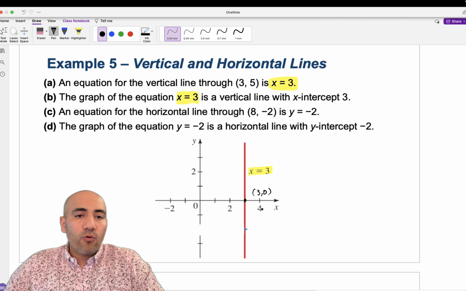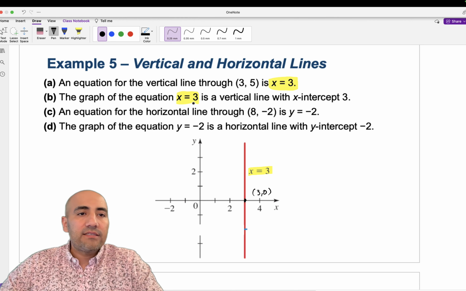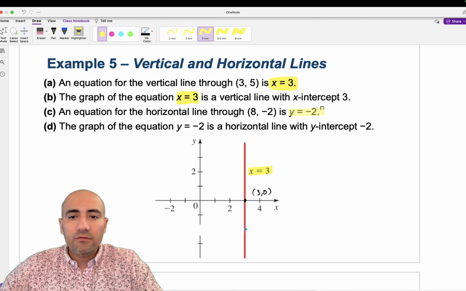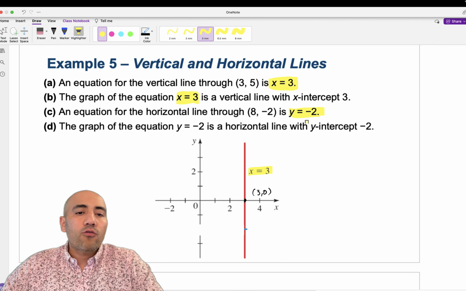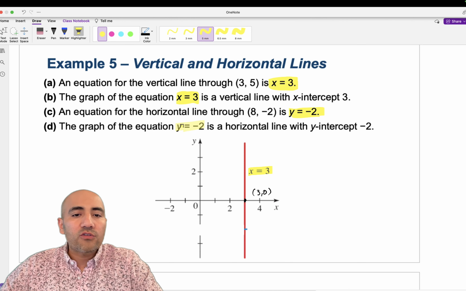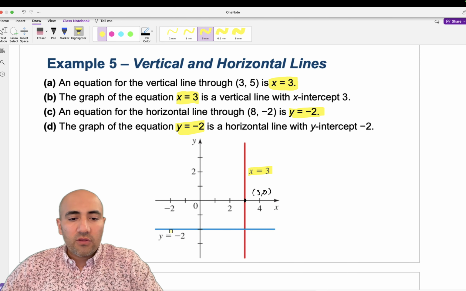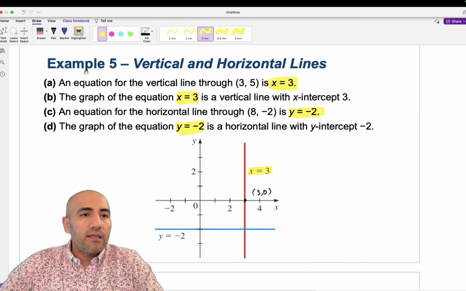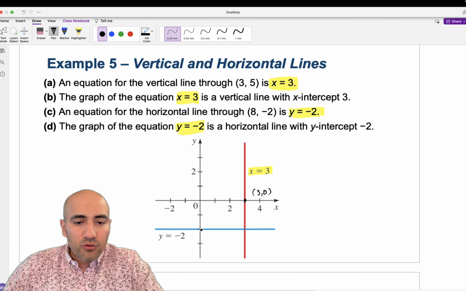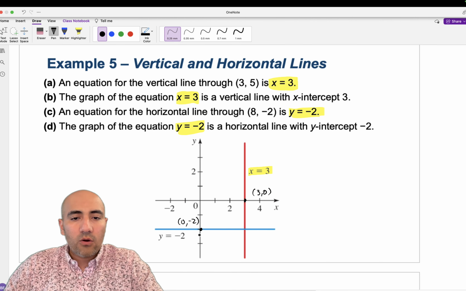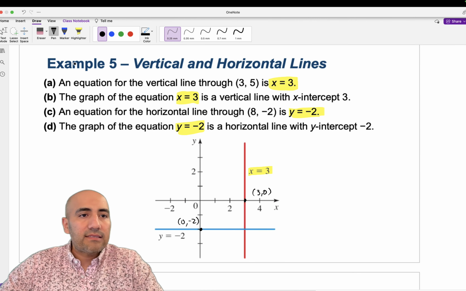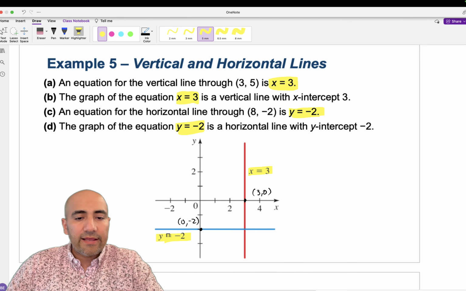On the other hand, an equation for the horizontal line through the point (8, -2) is the line y equals -2. Again, that's the equation of a line. The graph of the equation y equals -2 is a horizontal line with a y-intercept at -2. So that's like this blue line down here. And again, notice that it goes through the point (0, -2). That's the y-intercept point, and it's the line y equals -2.